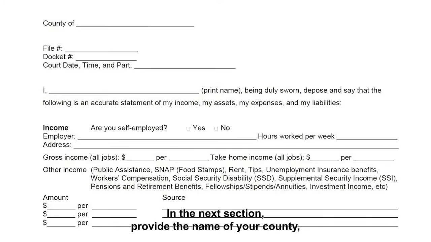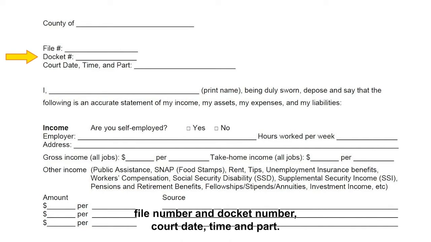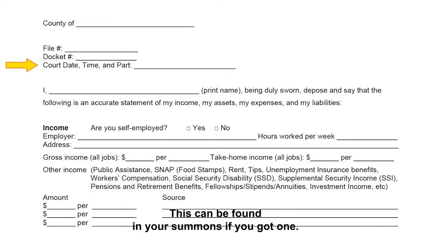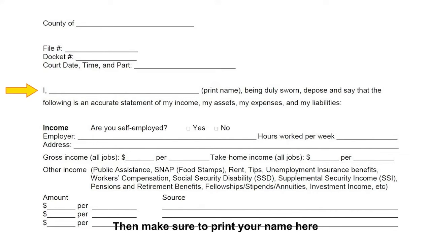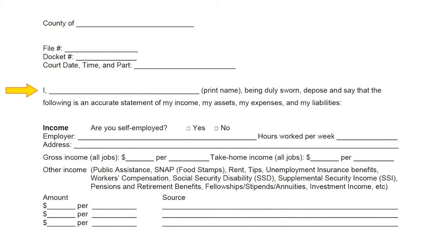In the next section, provide the name of your county, file number, and docket number. Court date, time, and part. This can be found in your summons if you got one. If not, leave it blank. Then make sure to print your name here to acknowledge that the information you're providing is accurate. Continue to the income section.